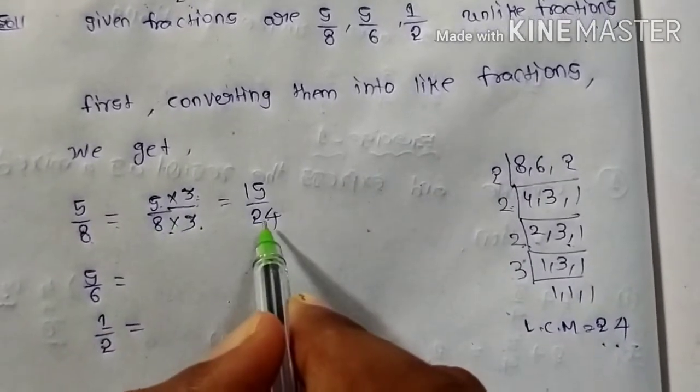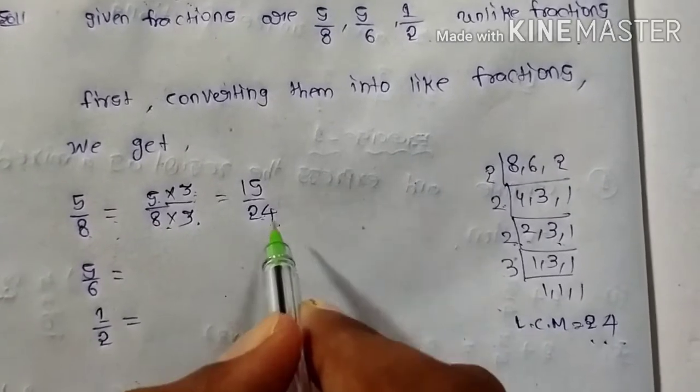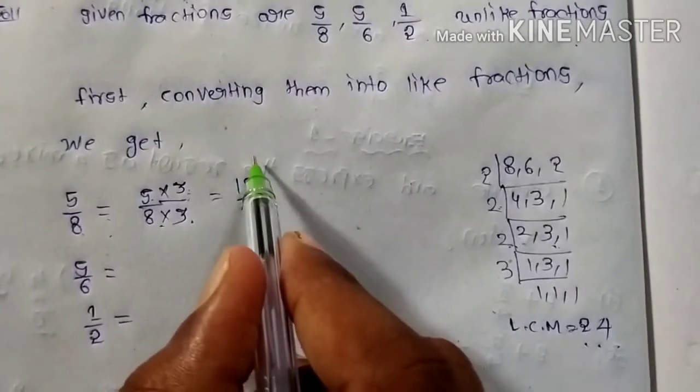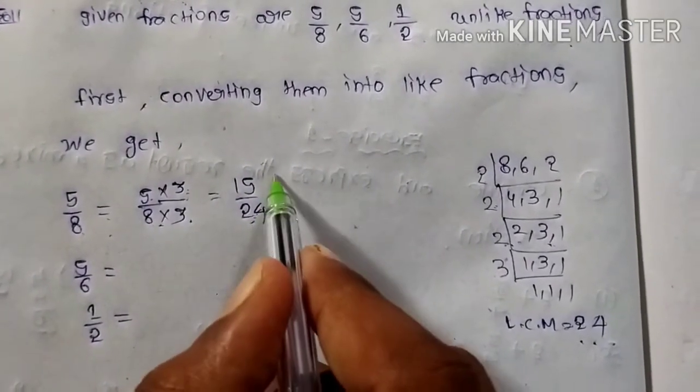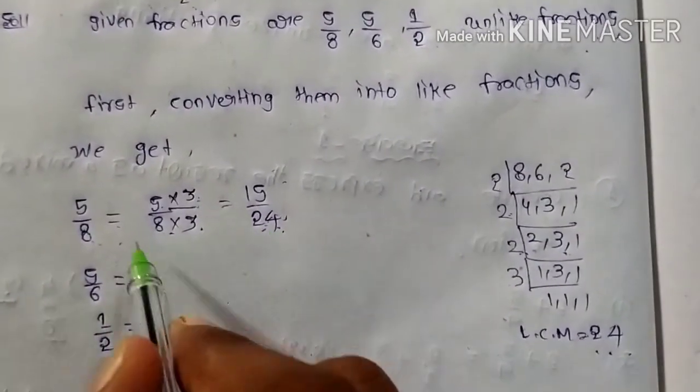Both are like fractions. See, both are like fractions or not? Why? Because if I cancel, 5 threes are 15, 8 threes are 24. Are you getting 5 by 8 or not? Yes, these two are equivalent fractions.